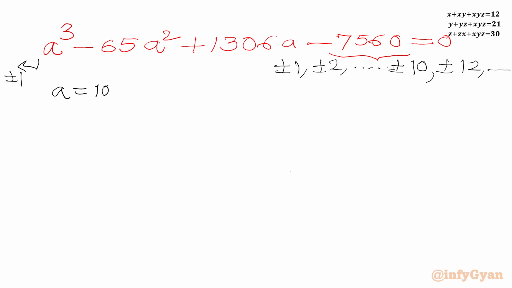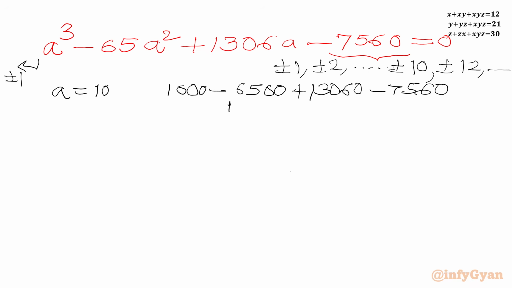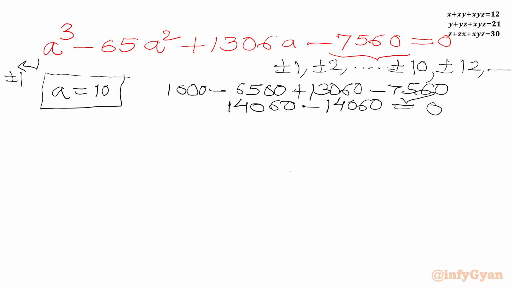A is equal to 10. 10 cube is 1000, minus 65 times 10 square, 6500, plus 13060 minus 7560. If we add positive numbers, we are going to get 14,060. Add negative numbers, 14,060. So yes, a equal to 10 is satisfying our equation. So we will say this is our base solution.